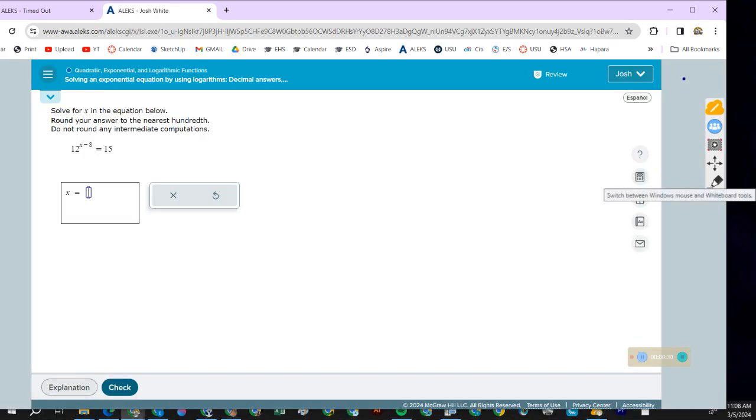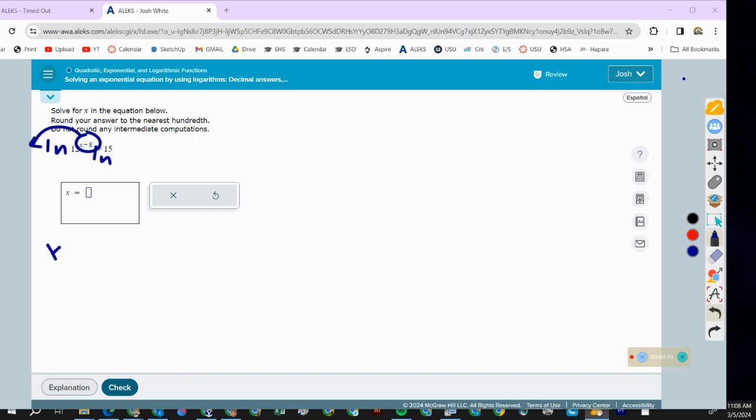Here we need to solve this. So we ln both sides. Drop the x minus 8. So x minus 8 times the ln of 12 is equal to the ln of 15. You could use log. I prefer ln because I'm lazy. So we divide by the ln of 12, and then we add 8.